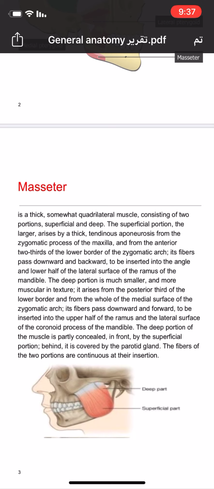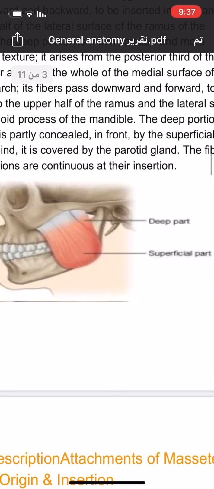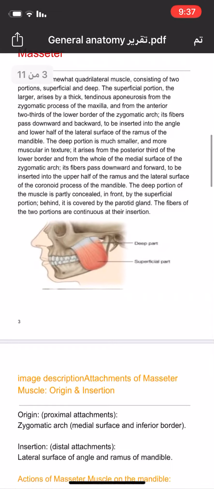The deep portion of the muscle is partly concealed in front by the superficial portion. Behind, it is covered by the parotid gland. The fibers of the two portions are continuous at their insertion. As noted in the drawing, here is the deep part and here is the superficial part.